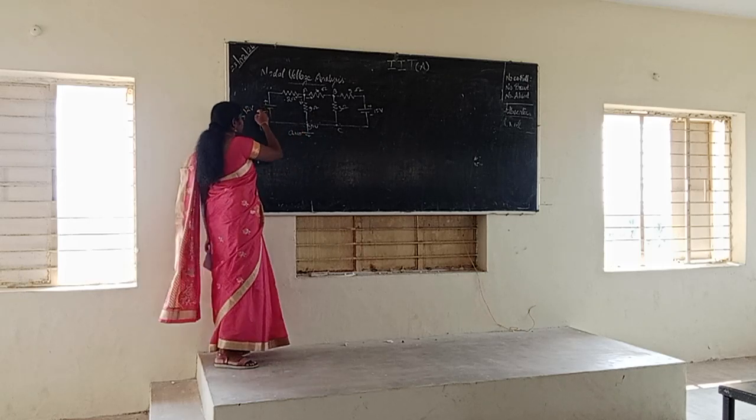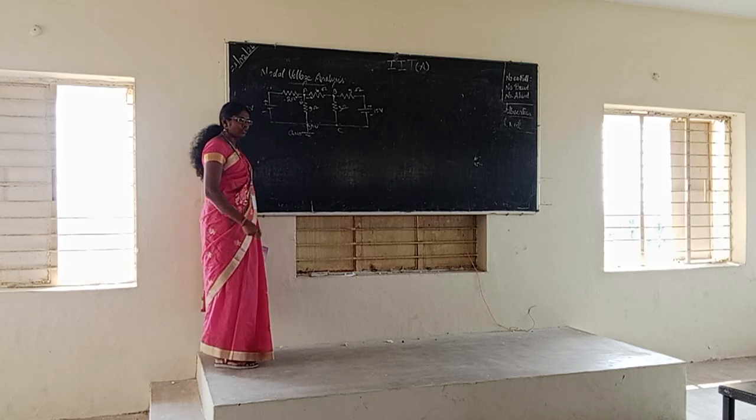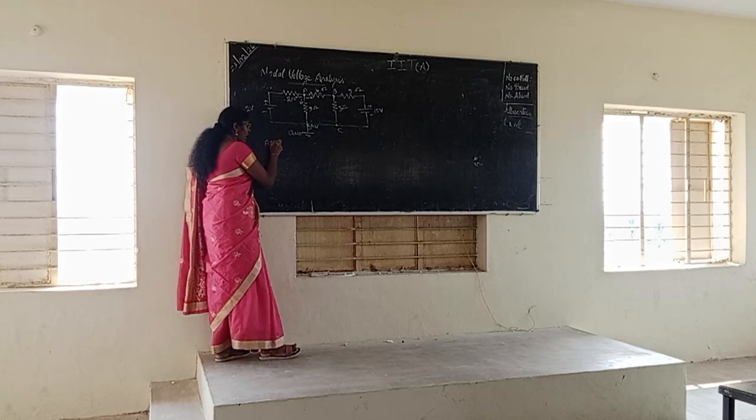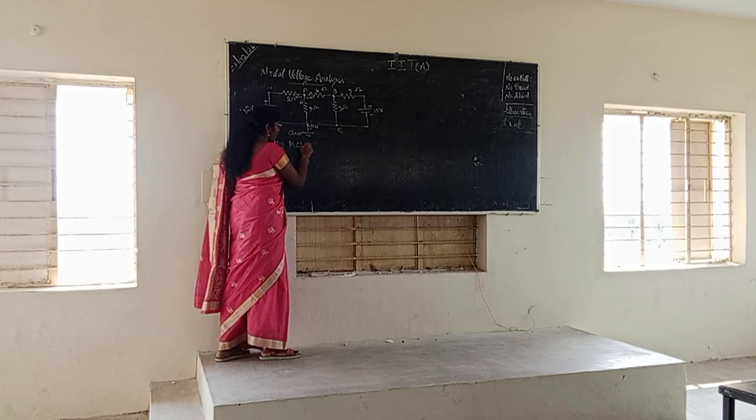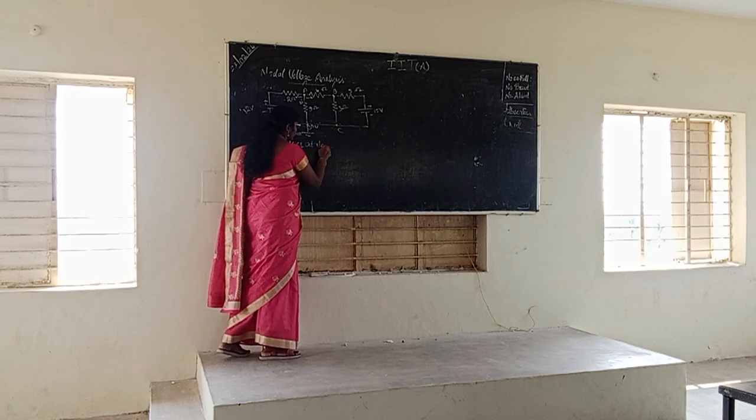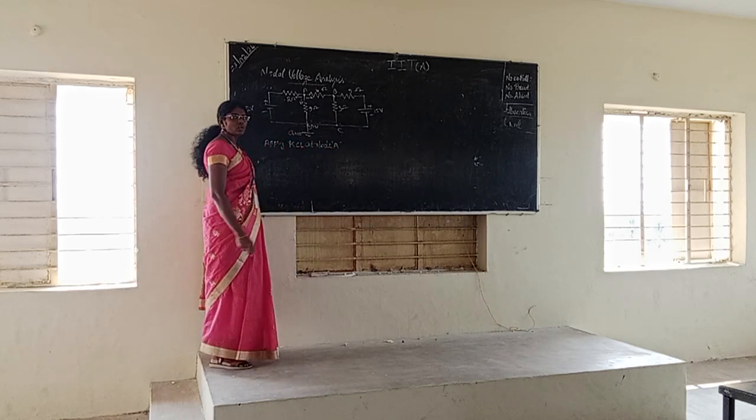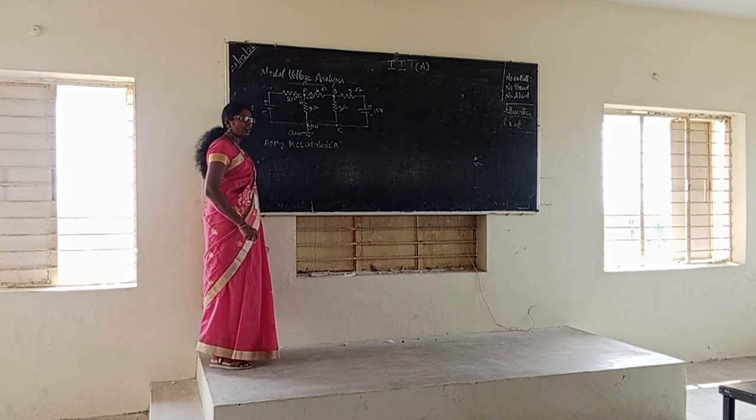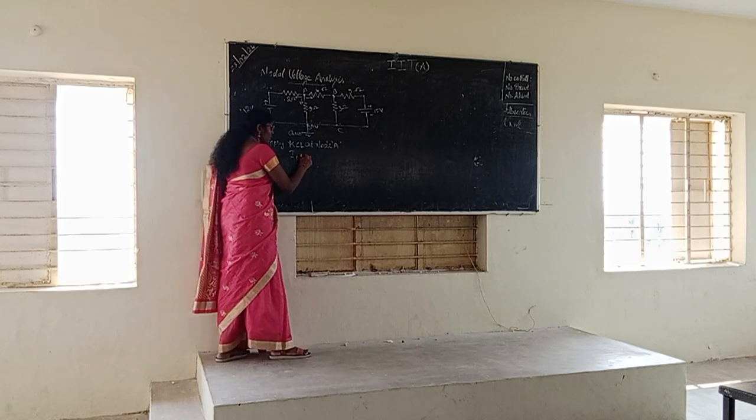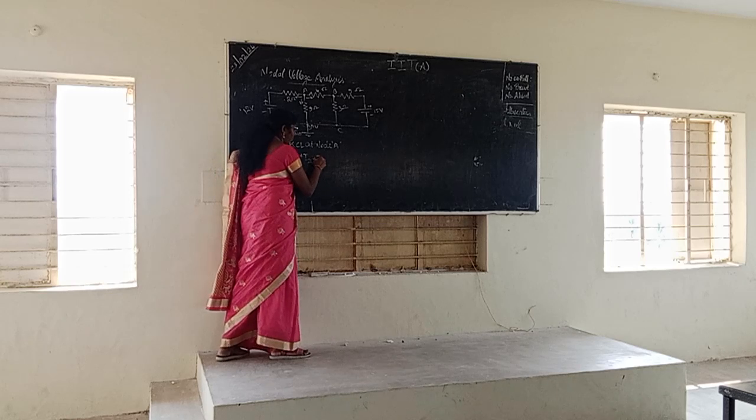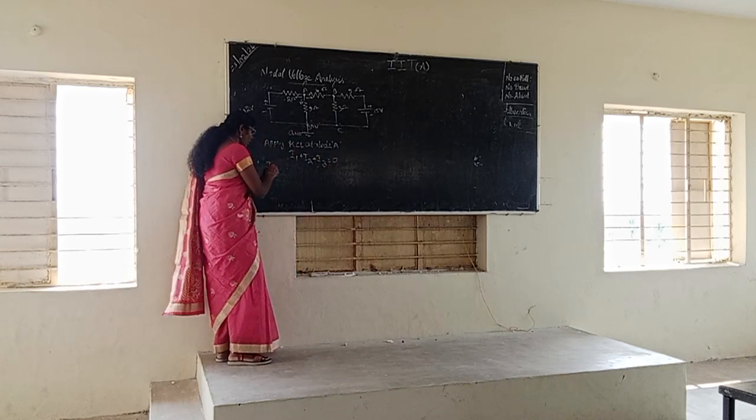Next step. What do you have to do? You have to apply KCL at node A. While applying, we can say that all are leaving, so we can say that I1 equals 0. Now you have to know what I1 is.